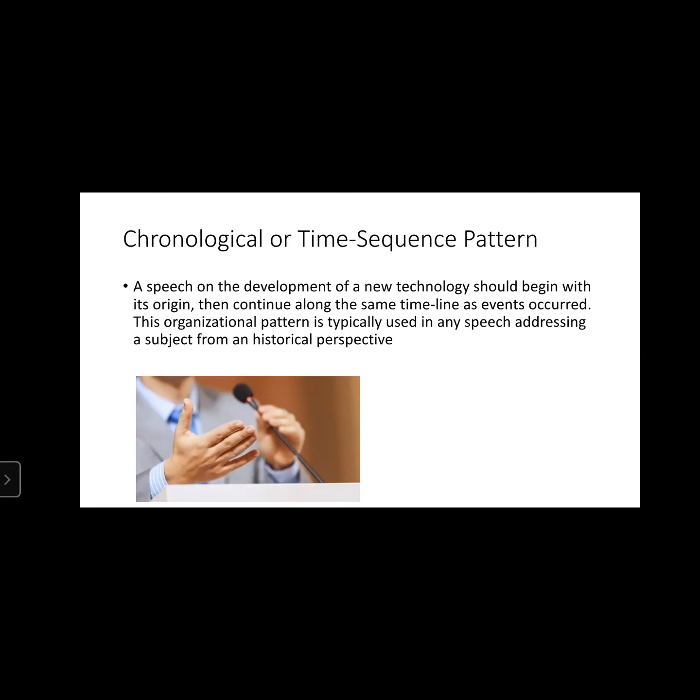All right. So the speech on the development of new technology should begin with its origin, and then continue along the same timeline as events occurred. This organizational pattern is typically used in any speech addressing a subject from a historical perspective. And by the way, that's a very fantastic way to present. You're pitching your business and you're telling them about your origin story. You are giving a speech in many venues, and then you're going through memory lane, or you're doing the chronological pattern: dates, times, events, a bit of flashback. That pattern in speaking is called the chronological or time sequence pattern.